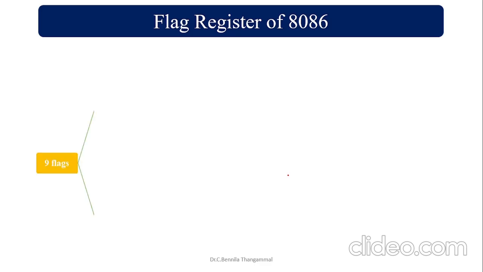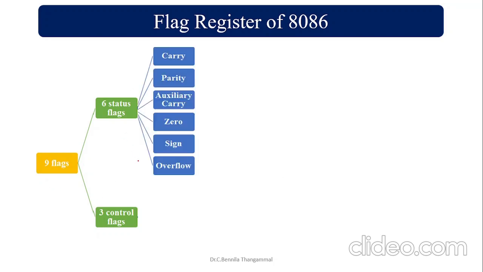So the flag register of 8086 has 9 flags, which can be categorized into 2 subdivisions as status flags and control flags. So 6 status flags and 3 control flags, altogether 9 flags. The 6 status flags are the carry flag, parity flag, auxiliary carry flag, zero flag, sign flag and overflow flag.